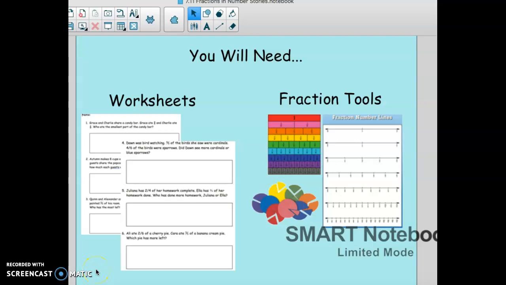Hi guys, and welcome back to 7.11 Solving Number Stories with fractions. This is our second day of this, so let's see if we can make our skills a little stronger. Today you're going to need the worksheets that have questions 1 through 6 on them, as well as any fraction tools you have available to you.